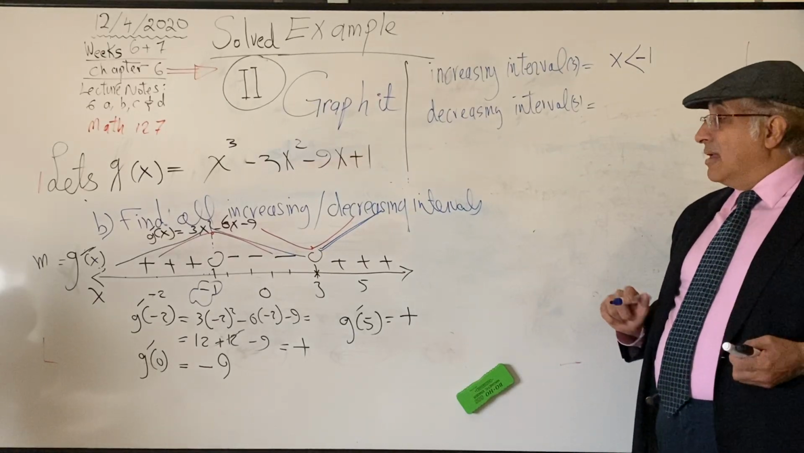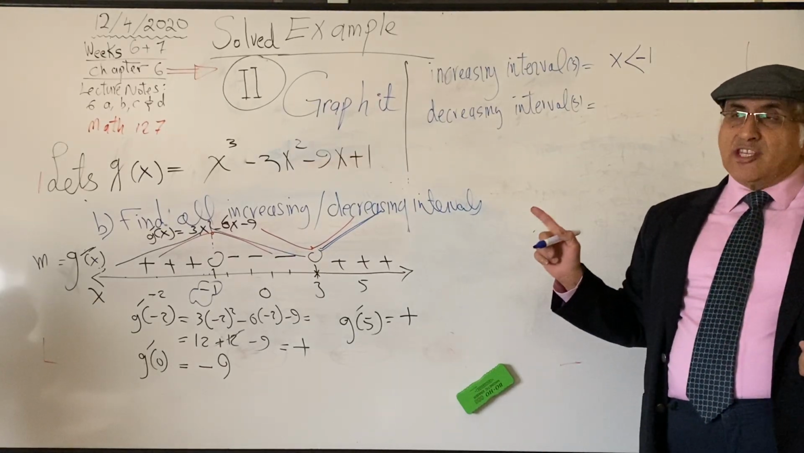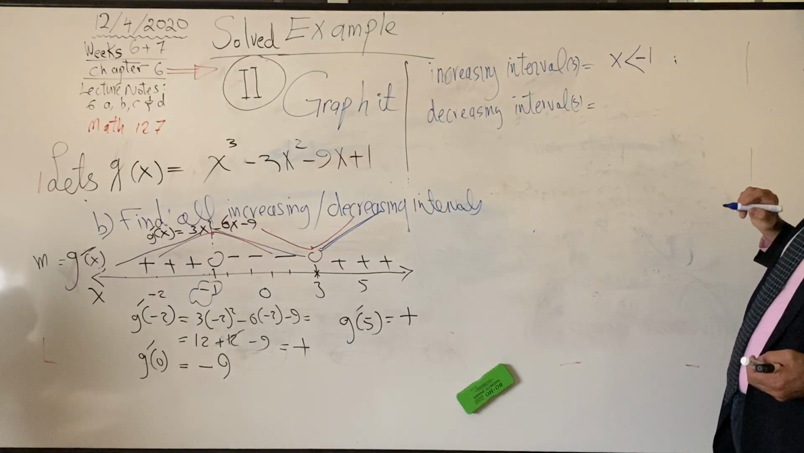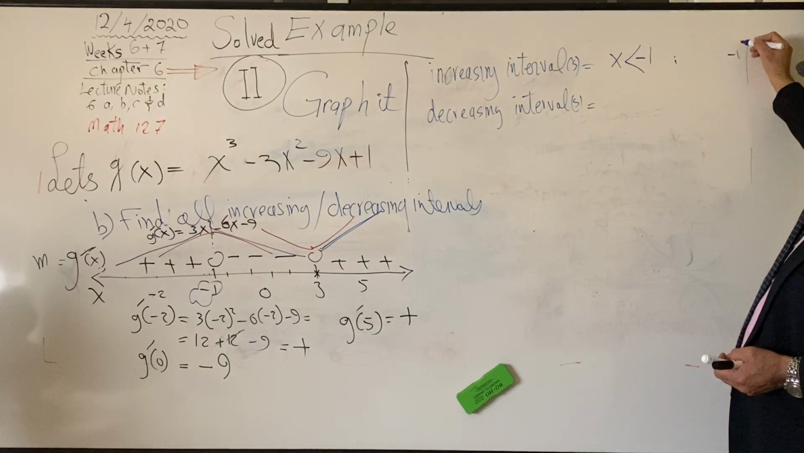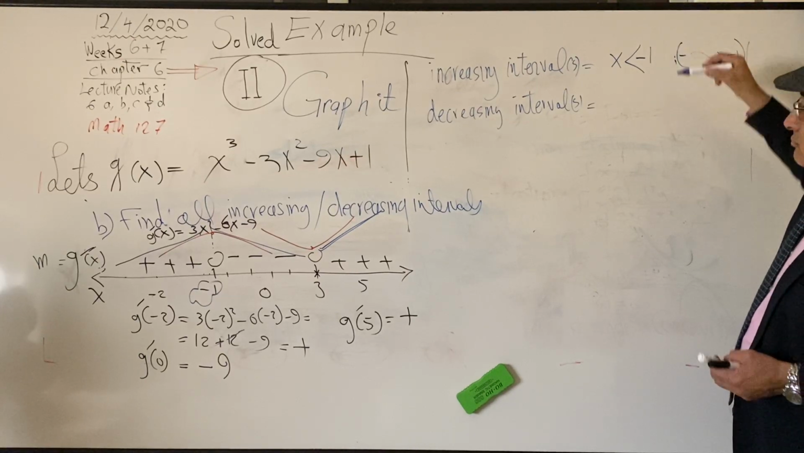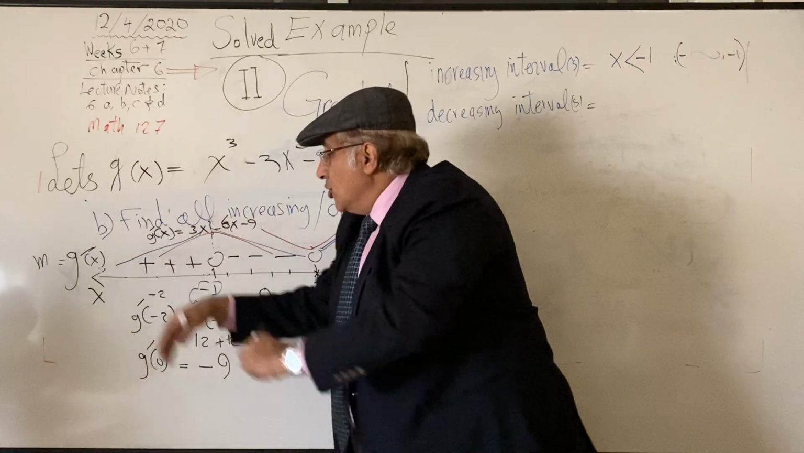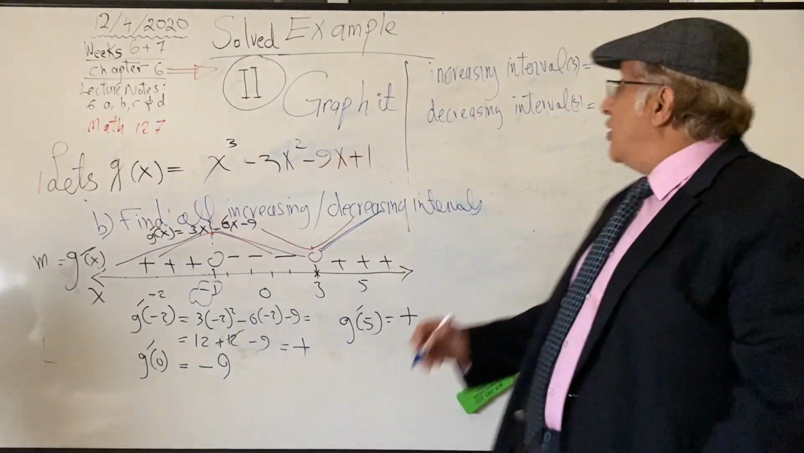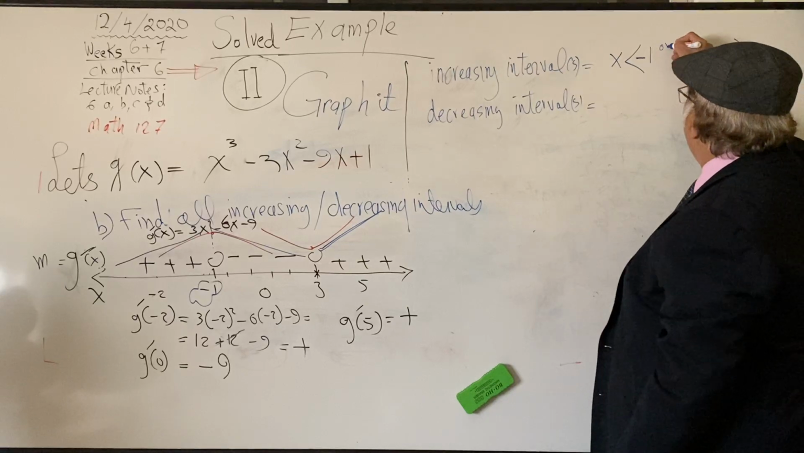Oh, by the way, some people, because they finished high school in Kuwait, write it like this: -1 is the biggest value, and you go all the way down. All the way down. So from the highest point to the lowest point. So which interval do you like? It's your choice. Write the one you like.